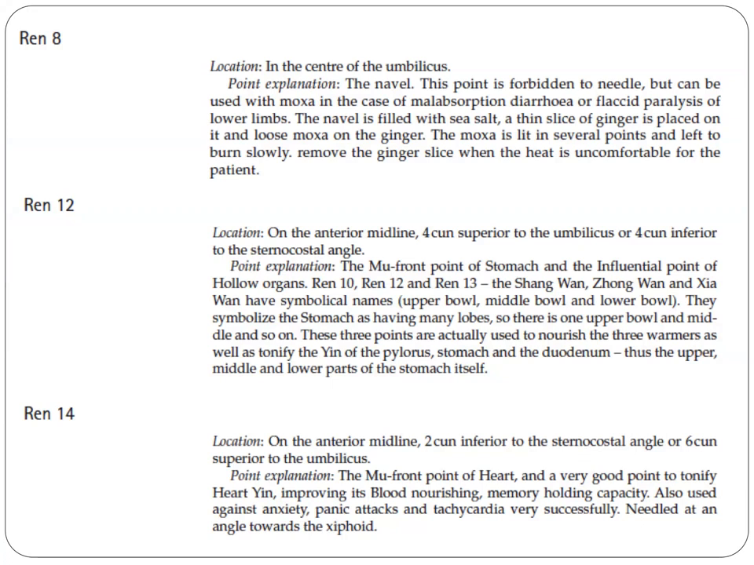The navel is filled with sea salt. A thin slice of ginger is placed on it and loose moxa on the ginger. The moxa is slit in several points and left to burn slowly. Remove the ginger slice when the heat is uncomfortable for the patient.